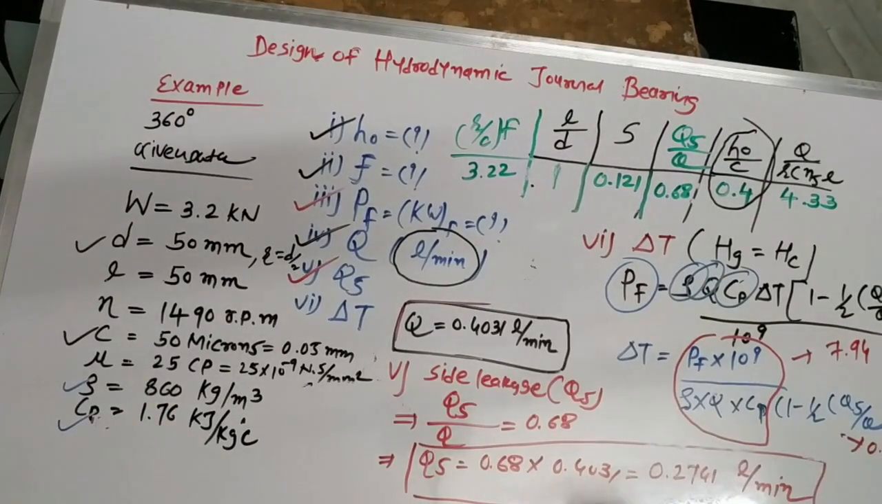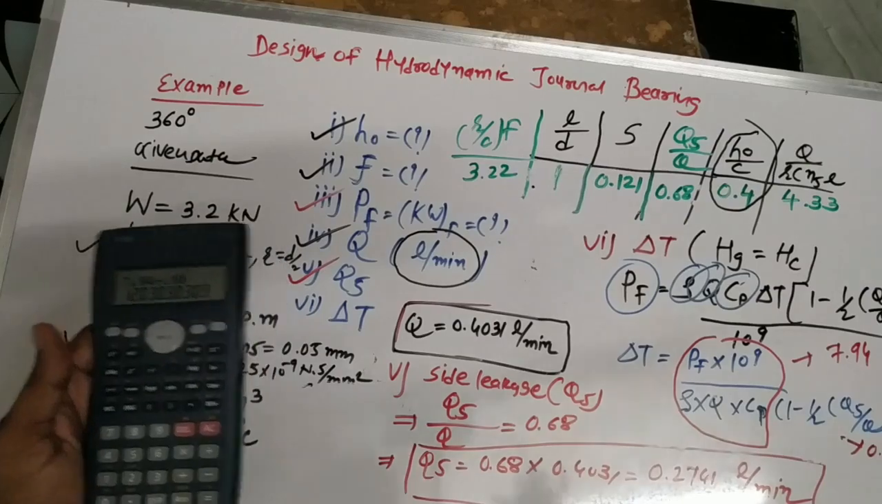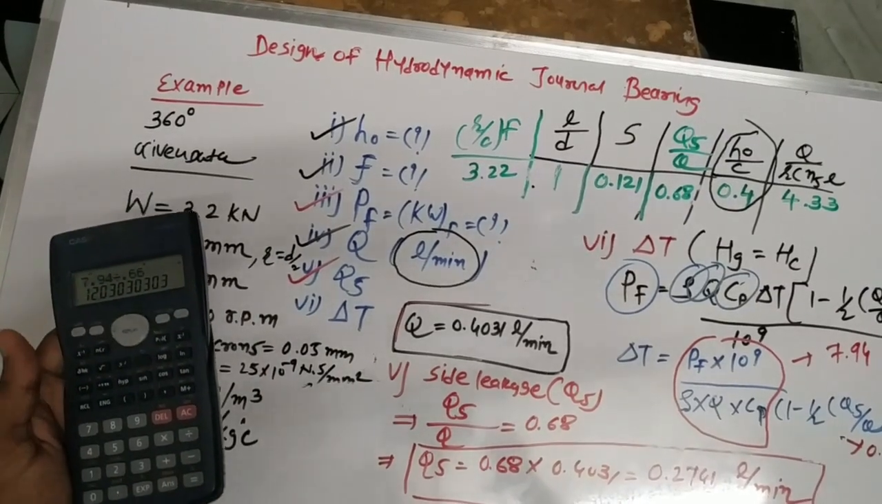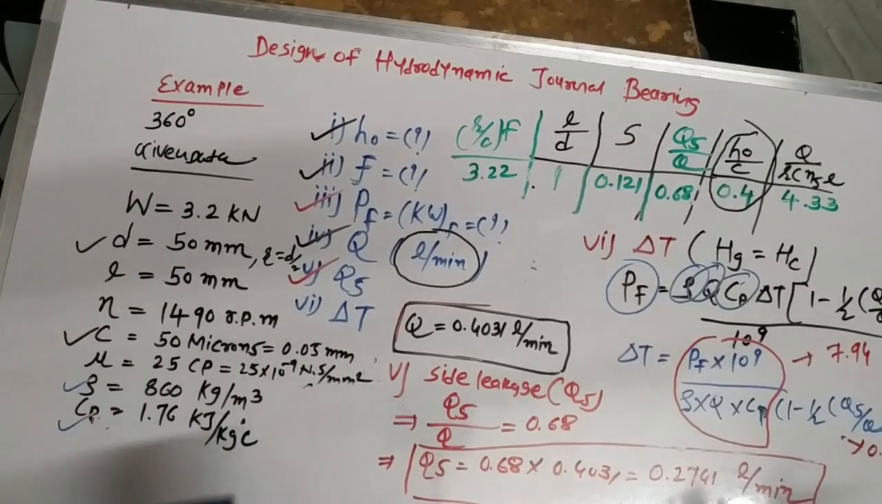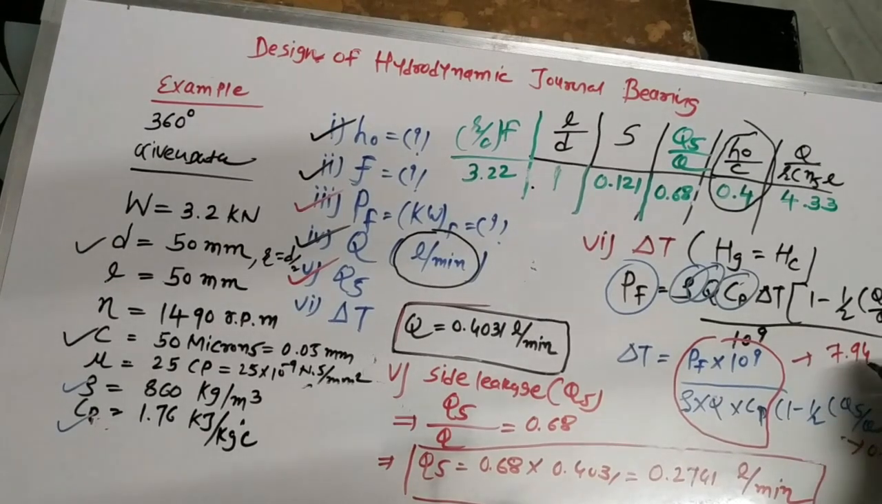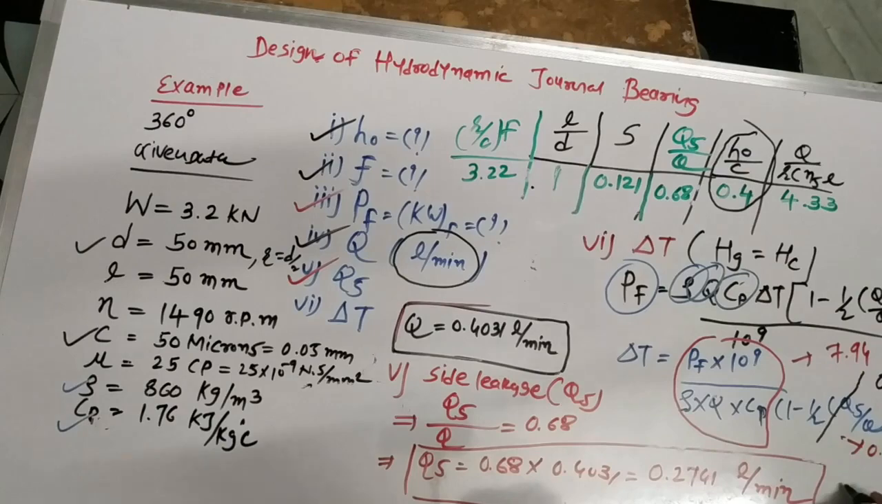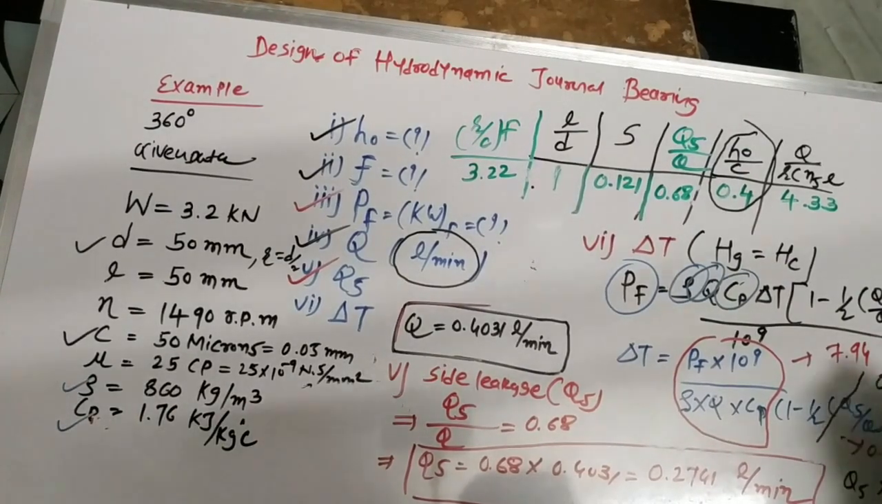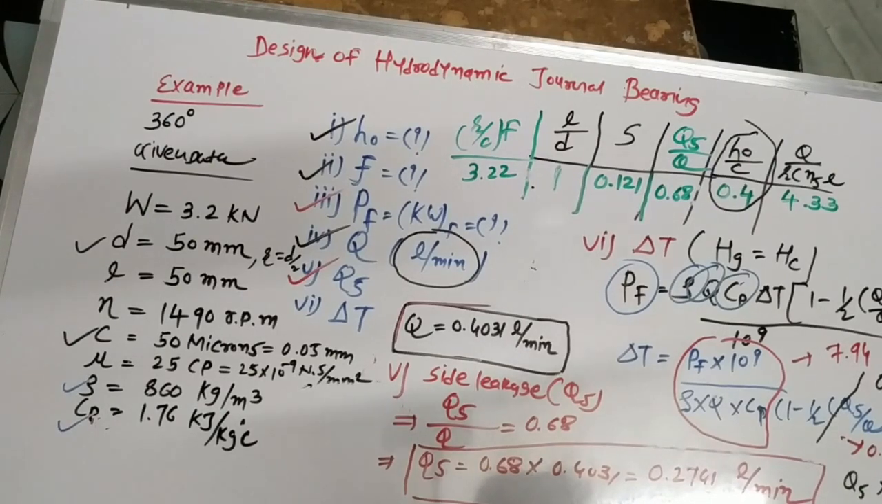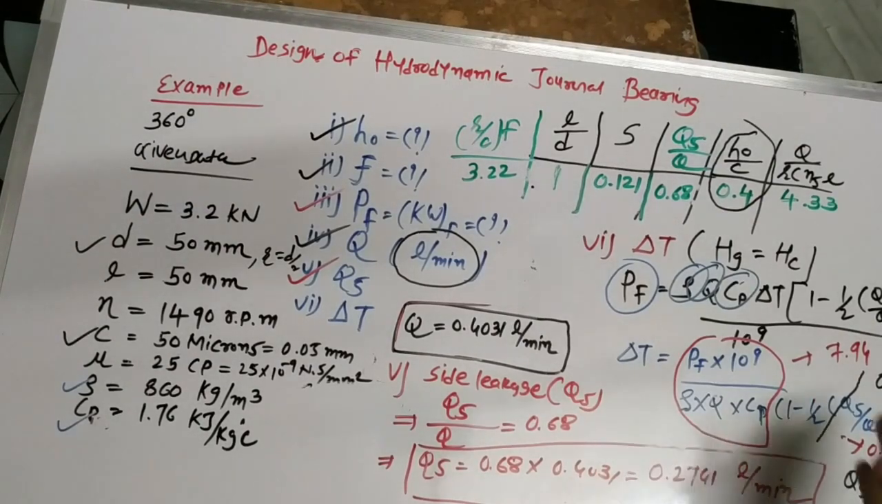In a few examples the question can ask: if we neglect the effect of side leakage, then what to do? Nothing, we simply take this particular part as 0, right? So without side leakage our answer will become 7.94 degrees centigrade. So that's how we can calculate delta T with side leakage and without side leakage.